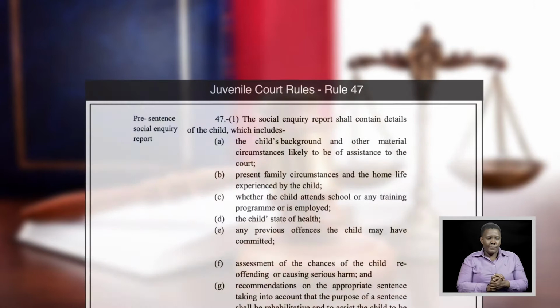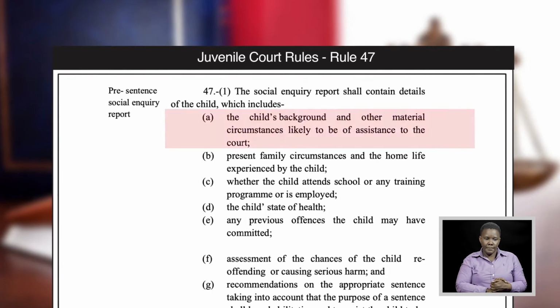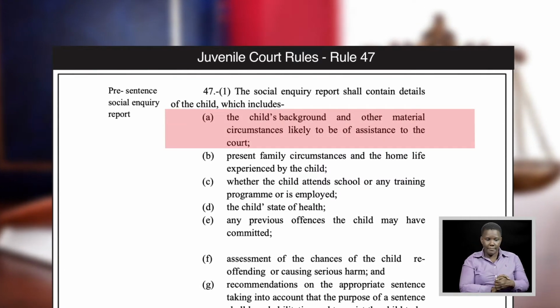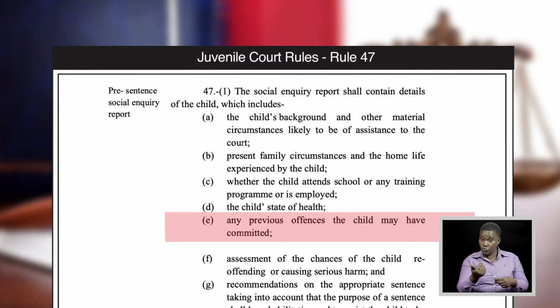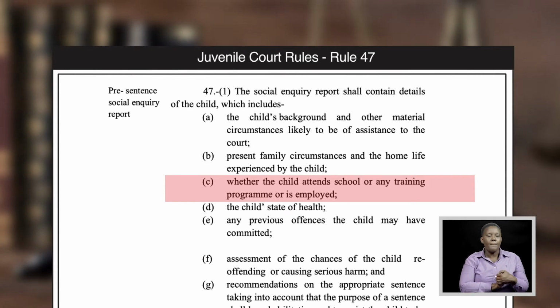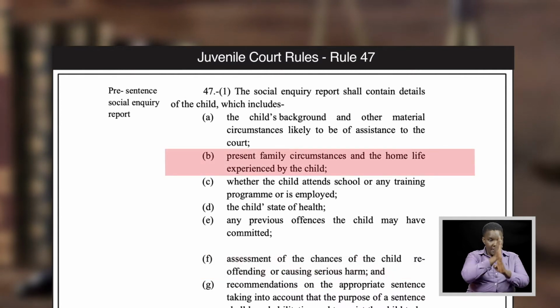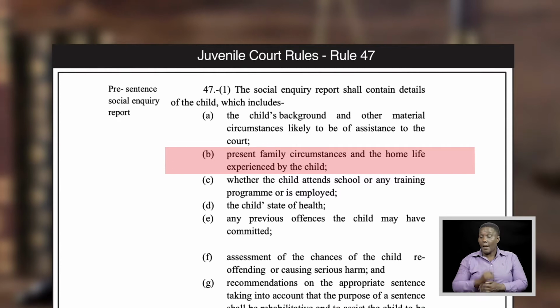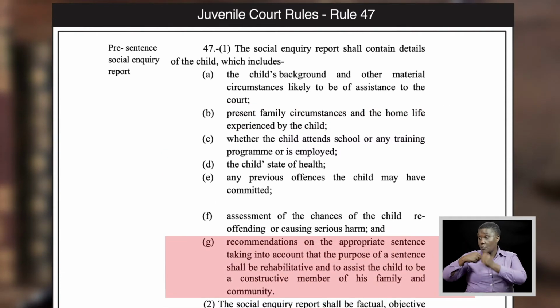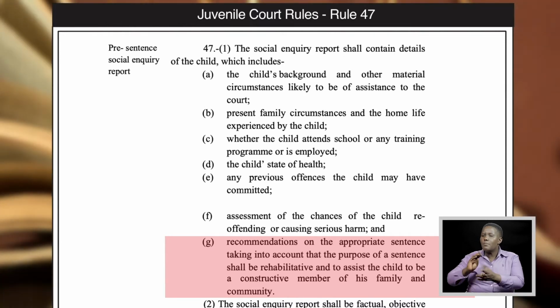As I have said, let me highlight some of the contents of the social inquiry report. The child's background, previous record, if any, whether the child goes to school or not, the possibility of reoffending, the economic status of the parents. Lastly, a social welfare officer will have to recommend a proper sentence regarding the details stated.